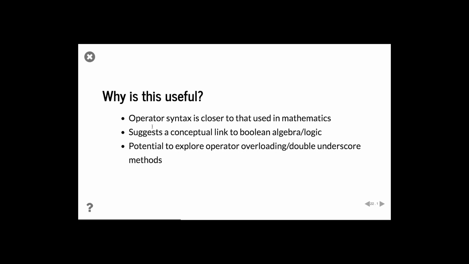But what's more, this actually suggests a really useful conceptual link to other topics like Boolean algebra and logic. You saw that for a union, we use the vertical bar character. Well, in Boolean logic, that's an OR symbol, and the union of two sets is the elements in A or B. So we can start extending some of these ideas and linking them to other topics. And then on top of that, we can also start looking at some more advanced computer science topics, talking about things like operator overloading. How is this actually made possible? In Python's case, that's using the double underscore methods.